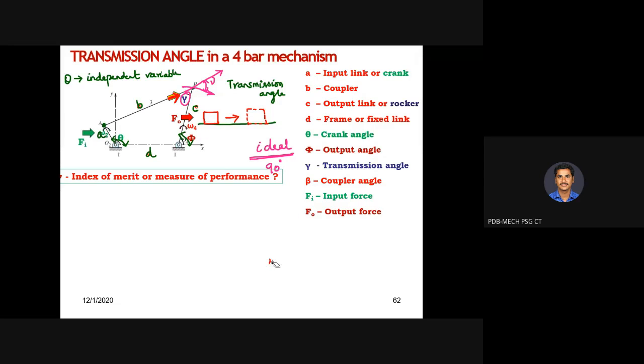Whenever we need to understand the performance of engines, it is measured with the help of efficiency. In the same way, in order to realize the performance of mechanisms, we have some indices of merit. Like efficiency in engines, here you have transmission angle, then mechanical advantage. With these we can predict the effectiveness of the mechanism. So one of the indices of merit is called the transmission angle.